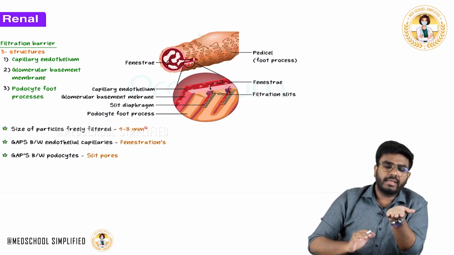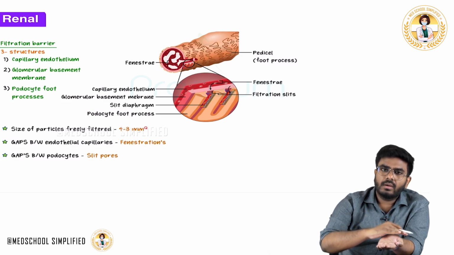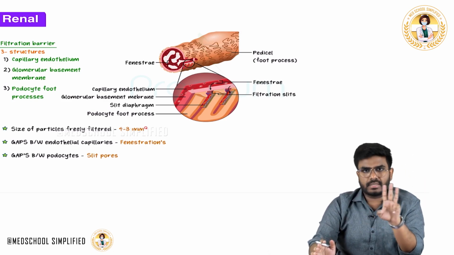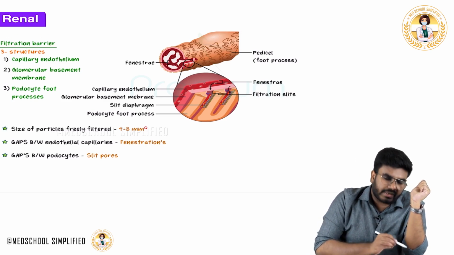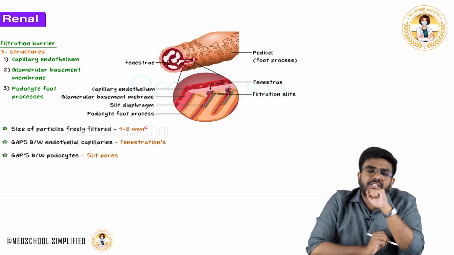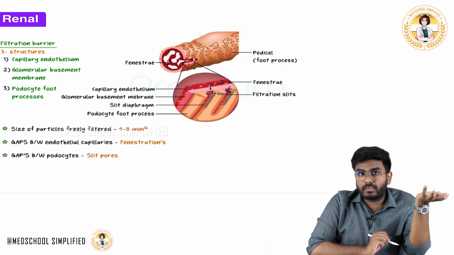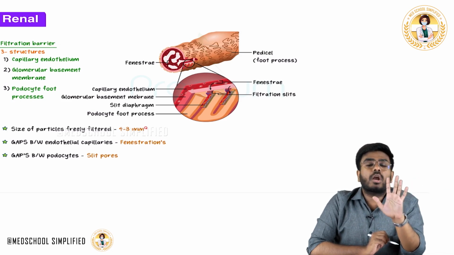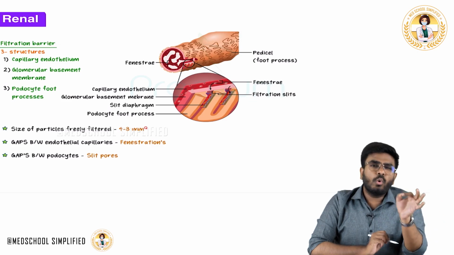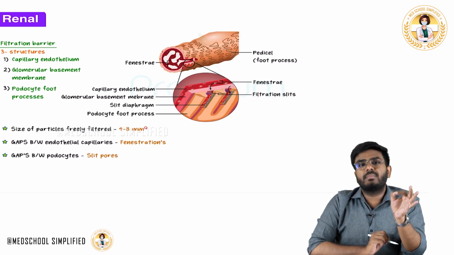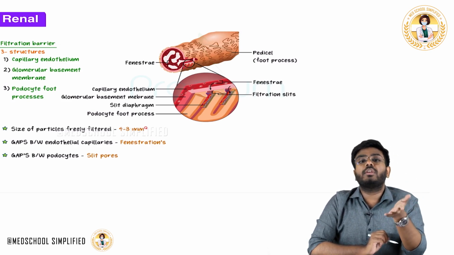Now tell me, what are the 3 layers? Capillary endothelium, glomerular basement membrane, and down to it the podocytic foot processes. These 3 layers together are called the filtration barrier. So what is the importance of this filtration barrier? It doesn't allow RBCs, WBCs, platelets, and plasma proteins. Only plasma will be filtered, only small size substances. Substances with a big molecular weight or big size are not going to be filtered.